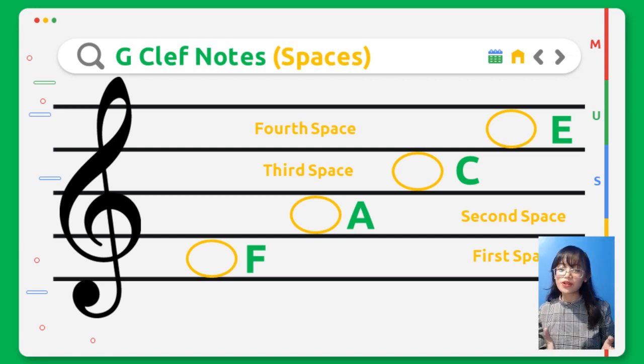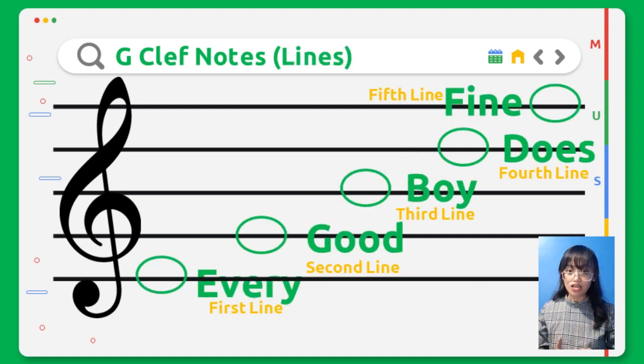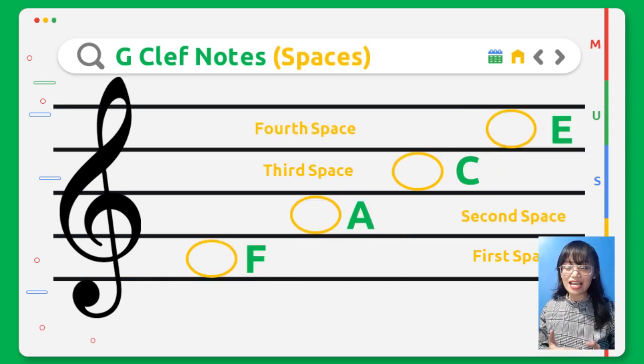Okay, so remember, kapag nandun tayo sa treble clef lines, we have this acronym, every good boy does fine. So each line, merong corresponding na letter. Then, on the treble clef spaces, we're going to use the word face. So, each space corresponds to one letter. So, first space, F. Second space, A. Third space, C. And the last space, which is the fourth one, is letter E.